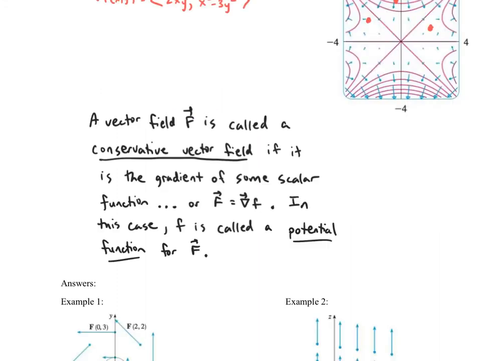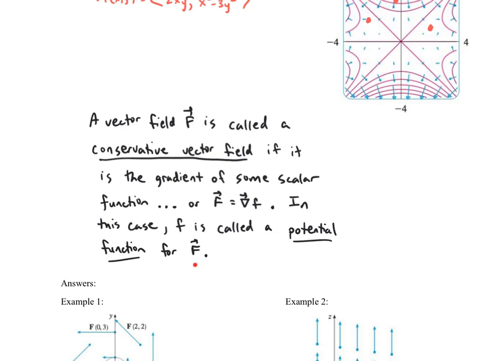Okay, so just a little bit of terminology that we need to add in just at the end. If you have a vector field F, it is called a conservative field if it is the gradient of some scalar function. So in other words, if you have a gradient field and it came from an original function, then that field is considered conservative. This will make some more sense in the next couple of sections, or at least I hope it does. In this case, f is called the potential function for F.